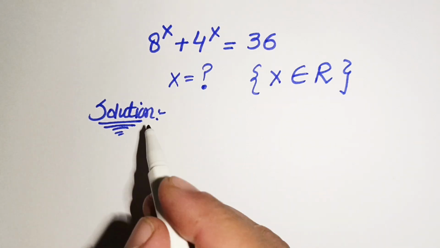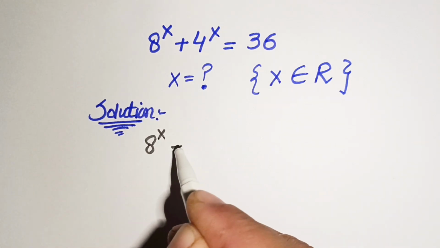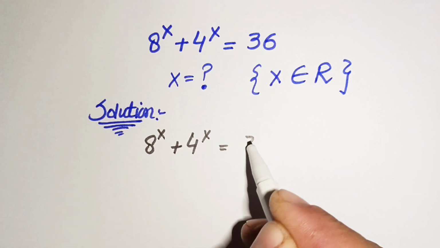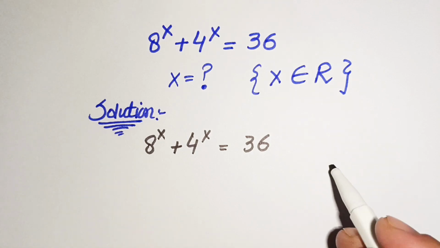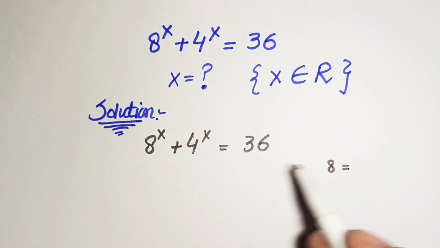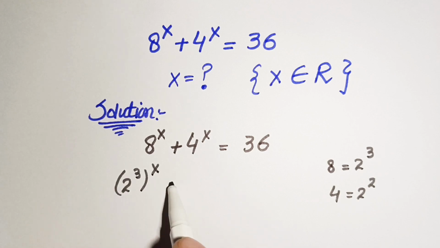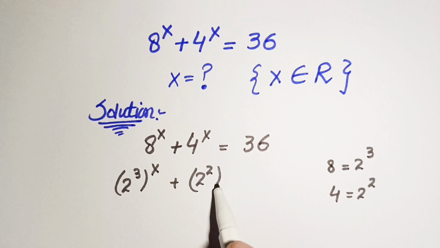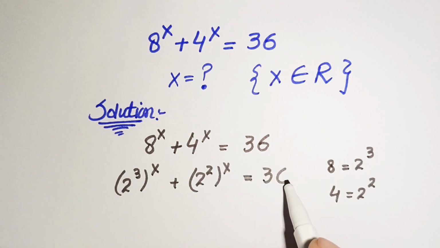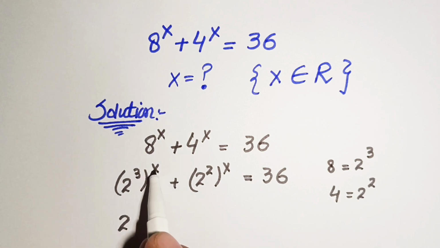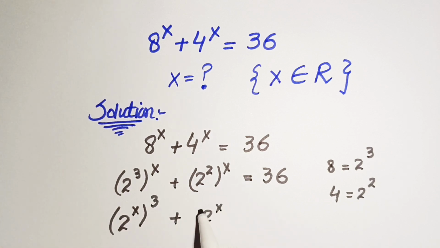So now starting our solution here, 8 to the power x plus 4 to the power x is equal to 36. Here this 8 can be written as 2 cubed, and this 4 is 2 squared. So here we have 2 cubed whole to the power x plus 2 squared whole to the power x is equal to 36. Now our next step is that we just exchange these exponents. So (2 to the power x) whole cubed plus (2 to the power x) whole squared is equal to 36.